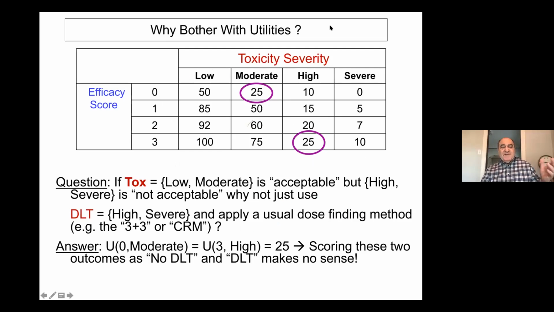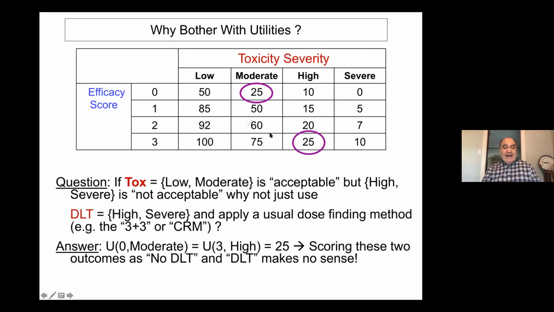So the first question is, why bother with all this? Why bother with utilities? What a pain in the neck. If toxicity is defined so that lower moderate is acceptable and higher severe is not, why not say dose limiting toxicity is higher severe and make life simple? And use a 3+3 algorithm, or maybe the continual reassessment method. Why use this fancy stuff?